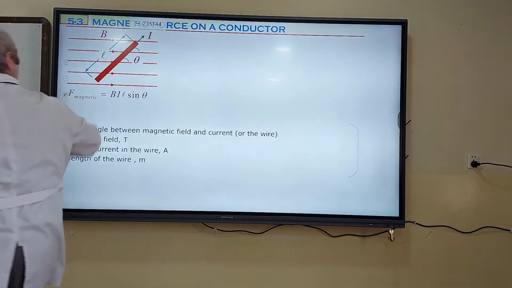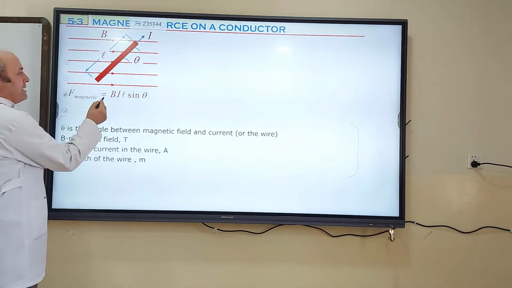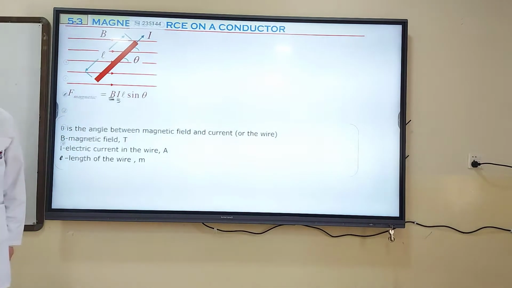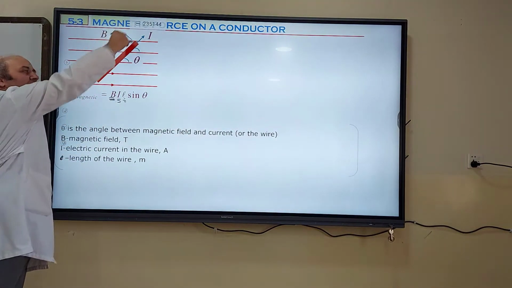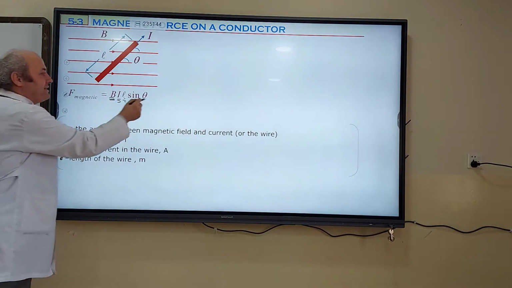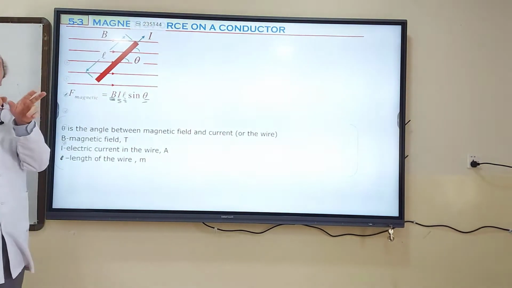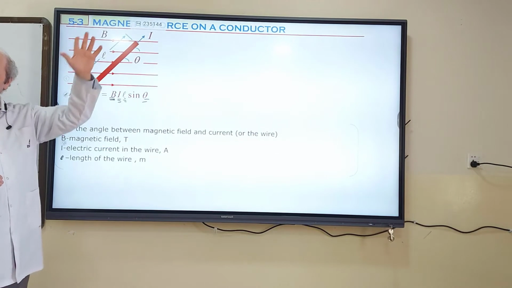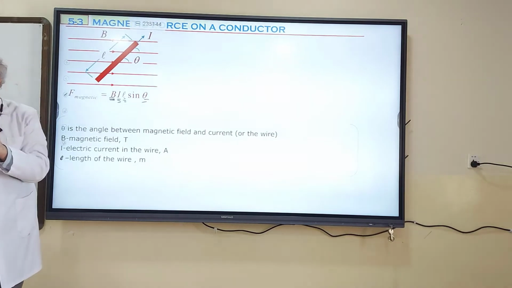And of course, according to this equation, BIL sine theta, B is the magnetic field intensity. I is electric current, how much electric current passes through the wire. L is length of the conductor inside the wire. Theta is the angle between magnetic field lines and electric current direction. So in the first title, it was the angle between magnetic field lines and direction of the charge. Now, direction of the electric current. Direction of the charge changed to direction of electric current.